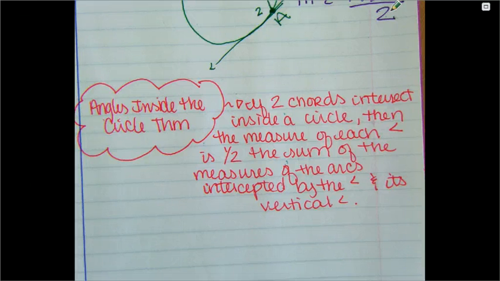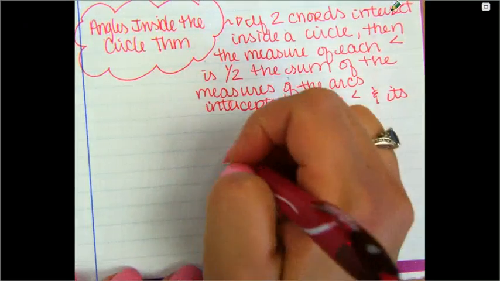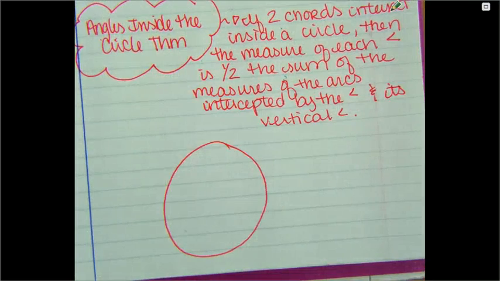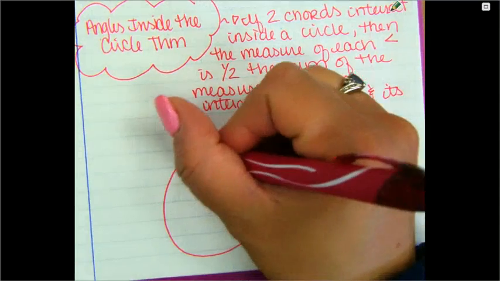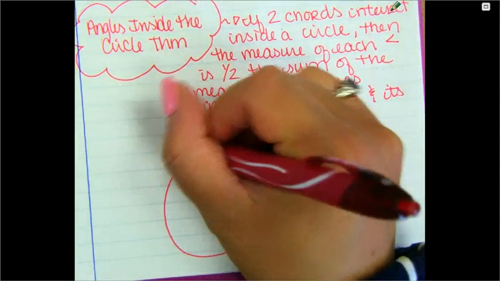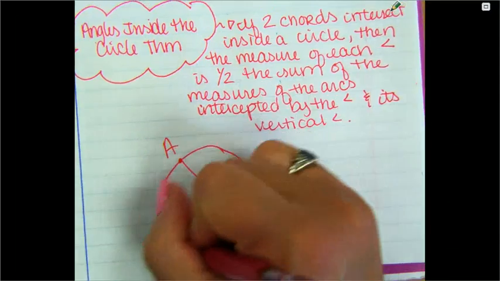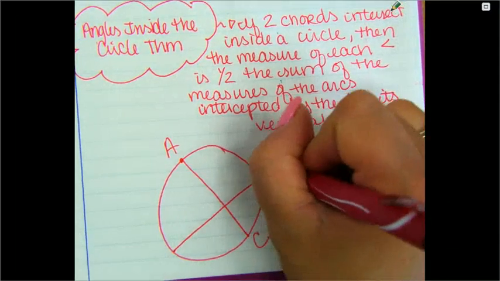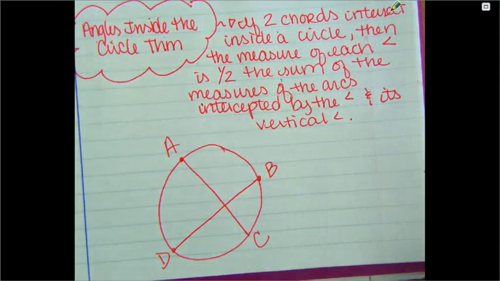Ready? Okay. Draw a picture and see what this is talking about. Circle. Chord AC. Chord BD. Angle 1.